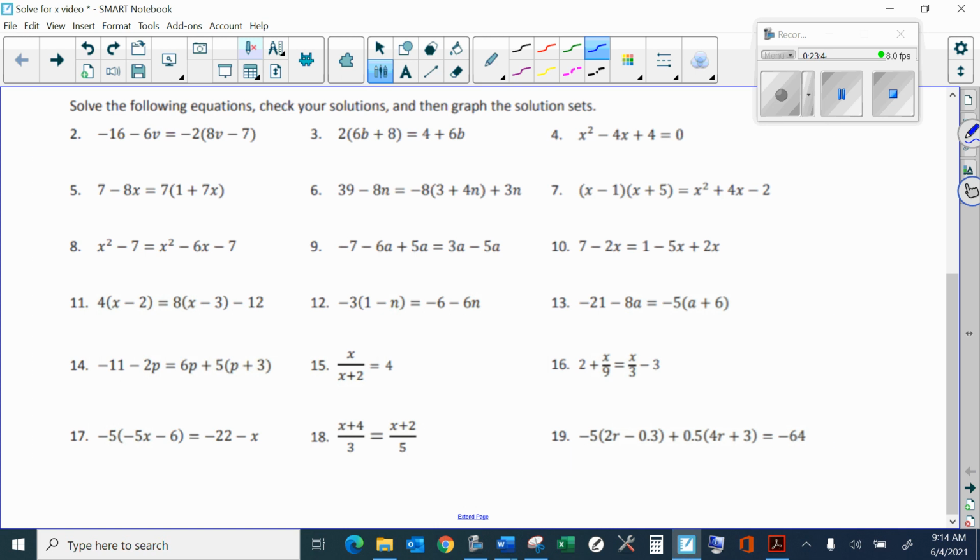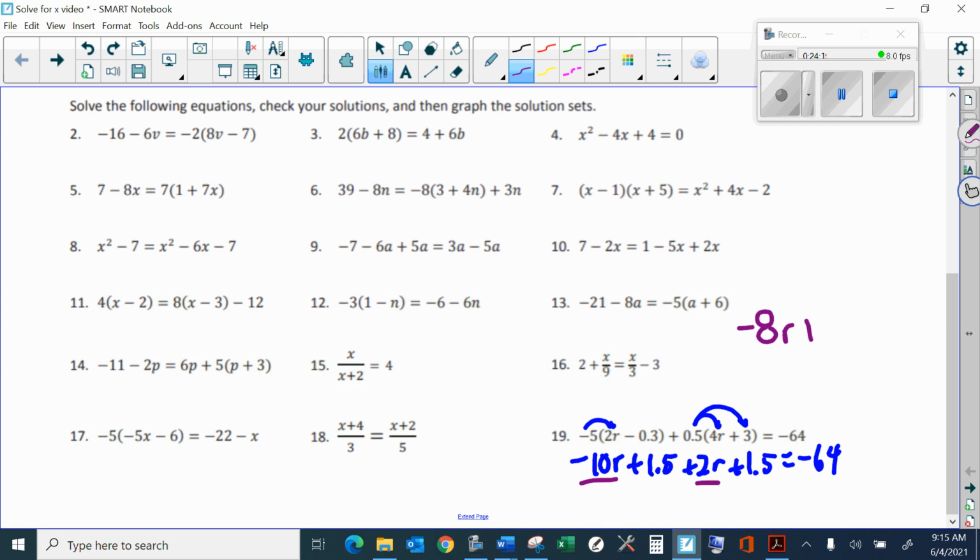Okay, distributive property, negative 10r. Negative times negative is positive 1.5. Okay, then I have half of 4. Remember, 0.5 is a half. So what's half of 4? 2r. What's half of 3? 1.5. Okay, now I'm going to combine like terms. There's my r's, negative 10r plus 2r is negative 8r. 1.5 plus 1.5 is 3 equals negative 64.